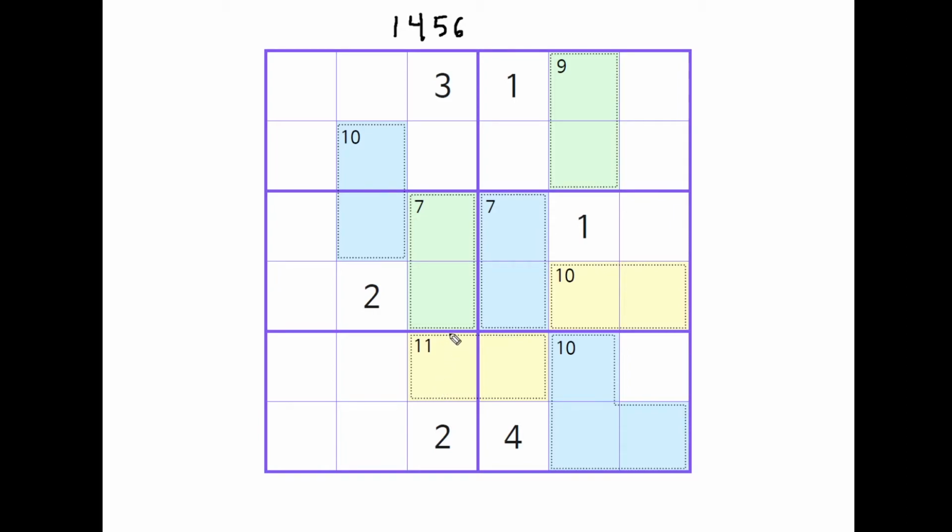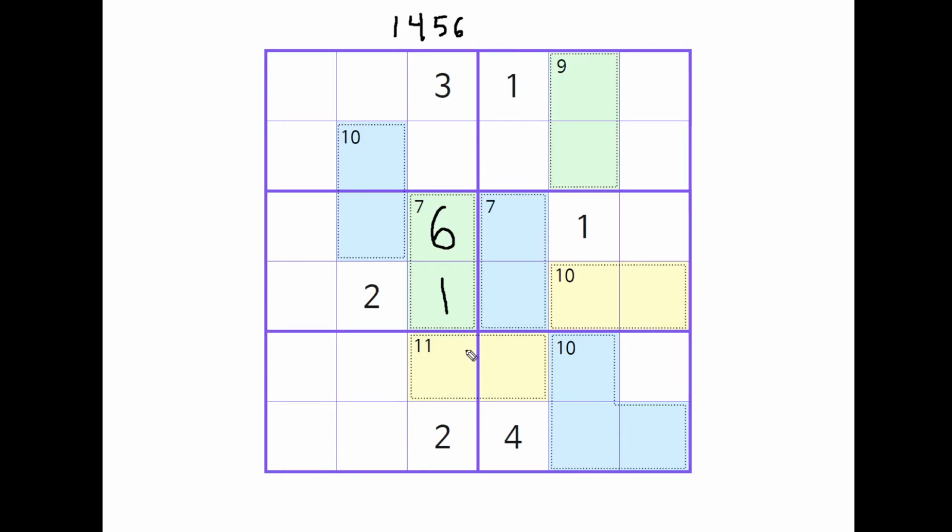Also, since 1 and 6 are the only two numbers we have that sum to 7, we know that these two cells must contain numbers 1 and 6. So we can place the number 1 here due to the 1 in the third row, and the number 6 here to make the sum equal to 7.